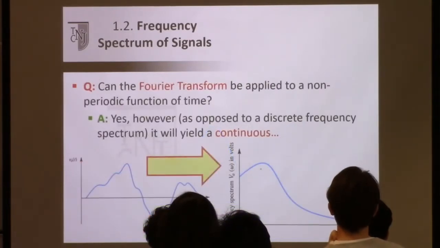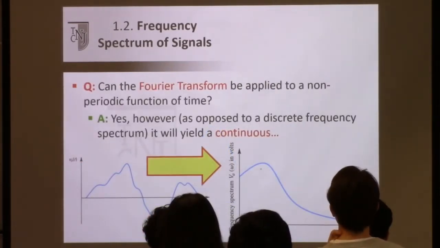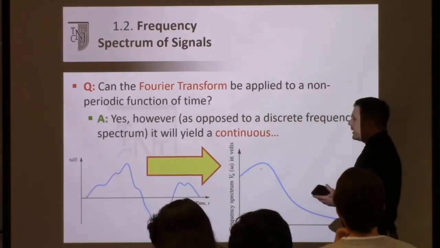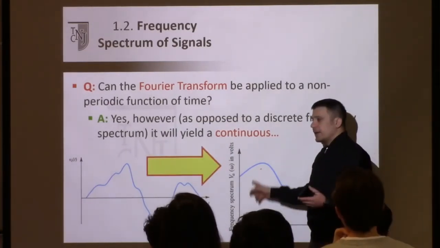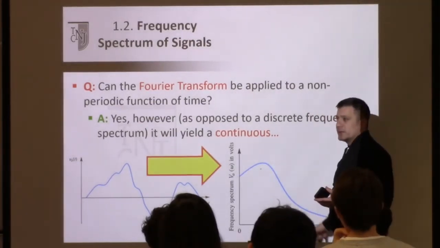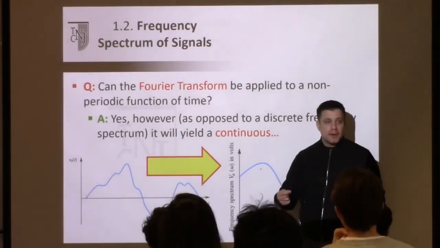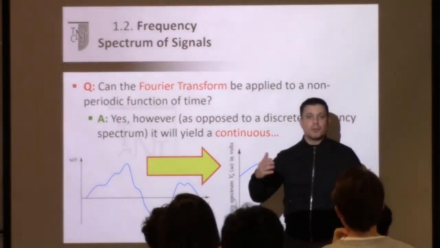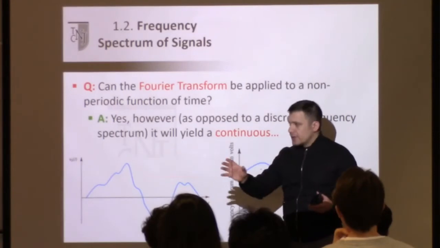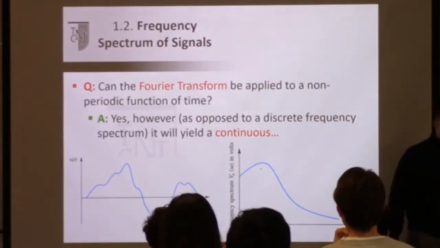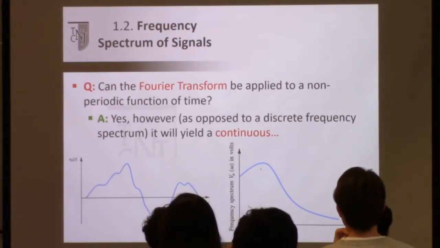Okay. Can the Fourier transform be applied to a non-periodic function of time? It can. The main difference is that instead of having the pulses at the individual harmonics, you'll have a continuous function, meaning that you have to define sine waves at 200 hertz, 200.1, 200.2. You have to essentially fill the entire spectrum. We're not going to be talking about this case. We're going to be focusing predominantly on periodic functions.